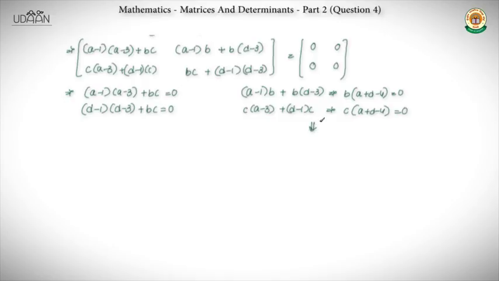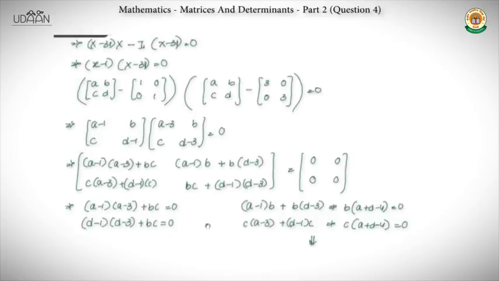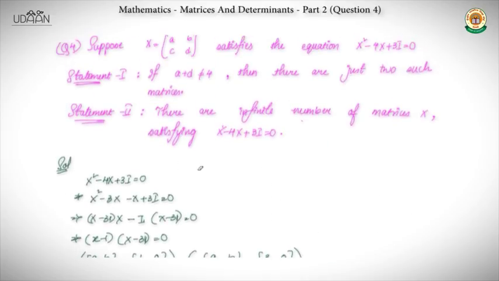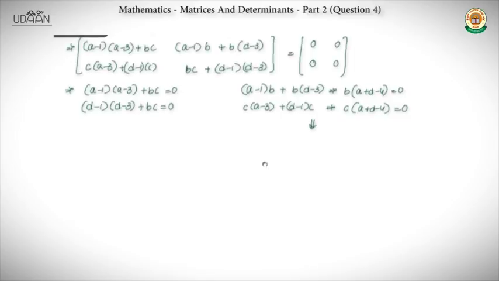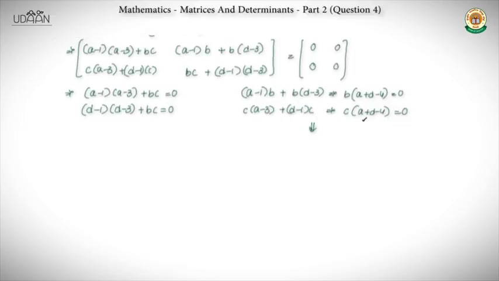Well, let's have a look at the question. We were given that in statement 1, if A plus D is not equal to 4, then there are just two such matrices. Now let's check that. Let's take the case of A plus D not being equal to 4.